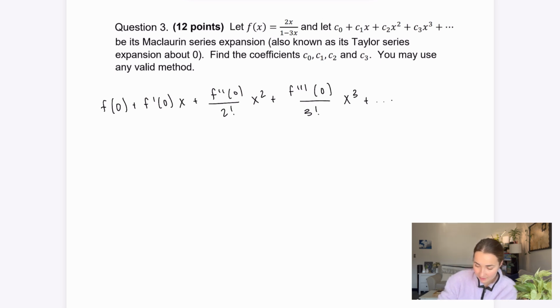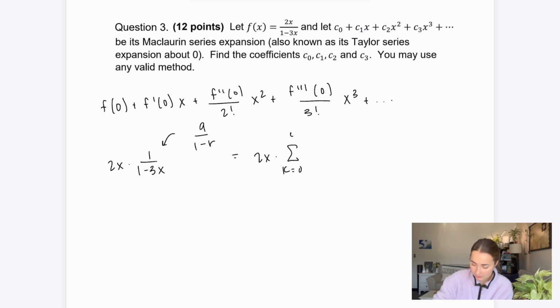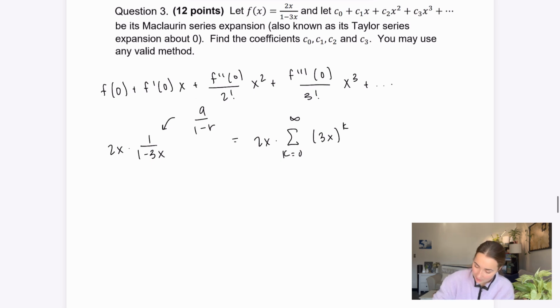I'm going to show us another way to do this. We can rewrite the function as 1 over 1 minus 3 minus x. And this right here is like a geometric series, a over 1 minus r. So we get 2x times the summation, k equals 0 to infinity. And that's going to be a, which is equal to 1, so I won't write it, but 3x to the power of k.